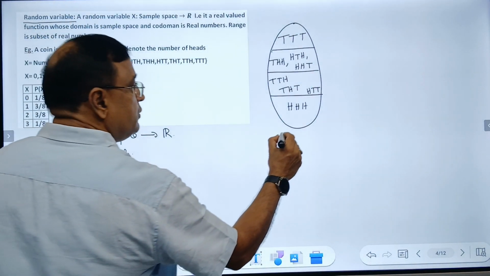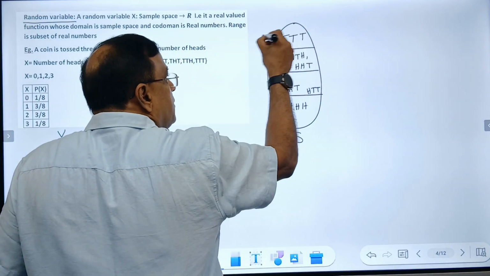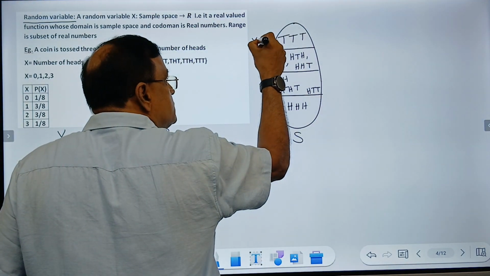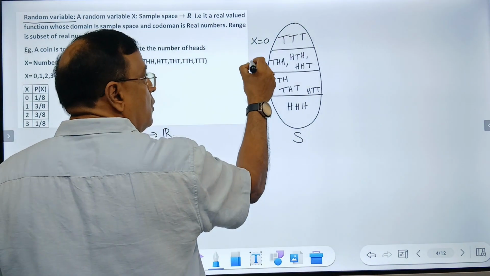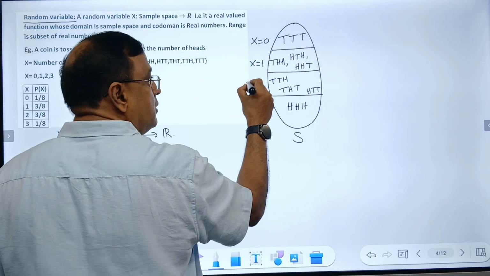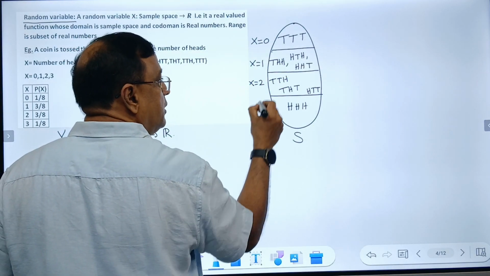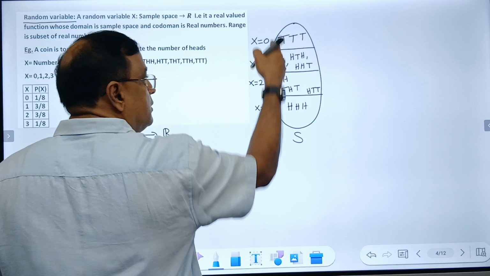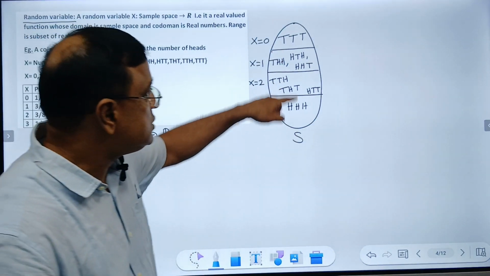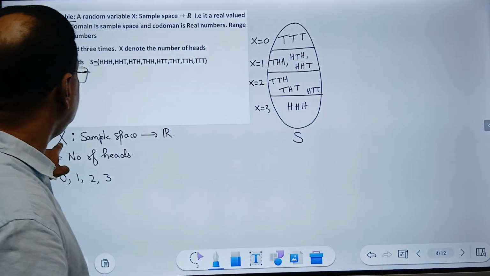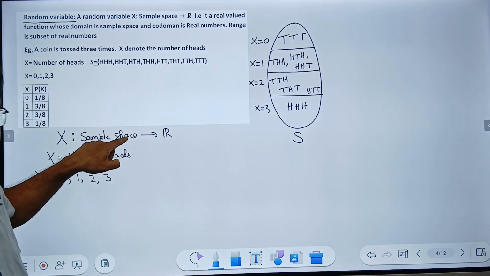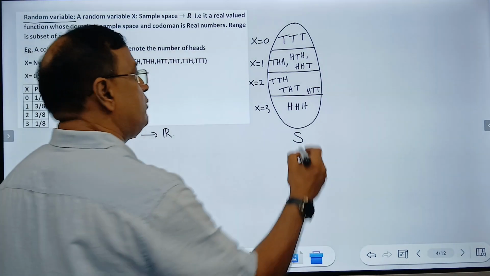Now you can see for yourself. This is what I meant by assigning values: 0 head, 1 head, 2 head, 3 head. These values exhaust my sample space. So it is a function from sample space to what? We have to find out that.